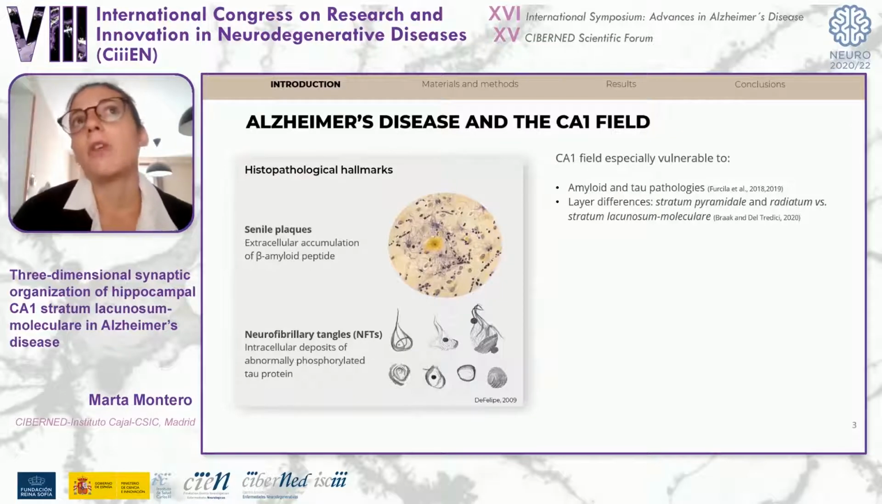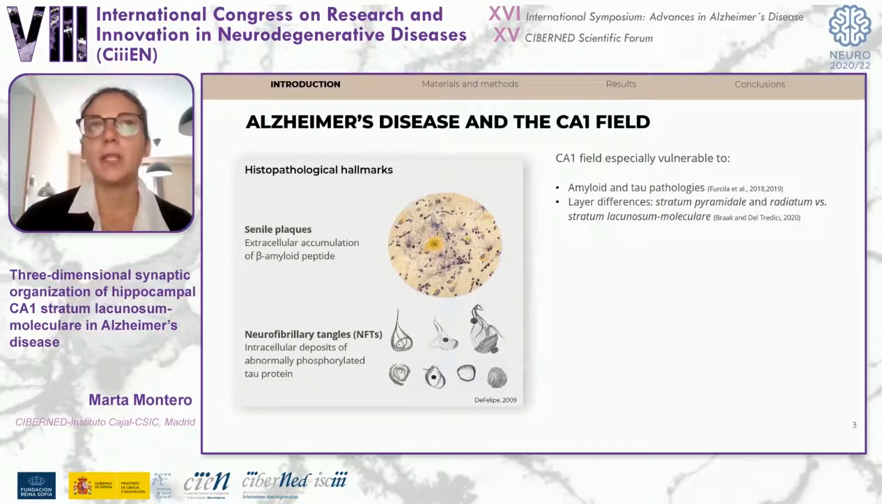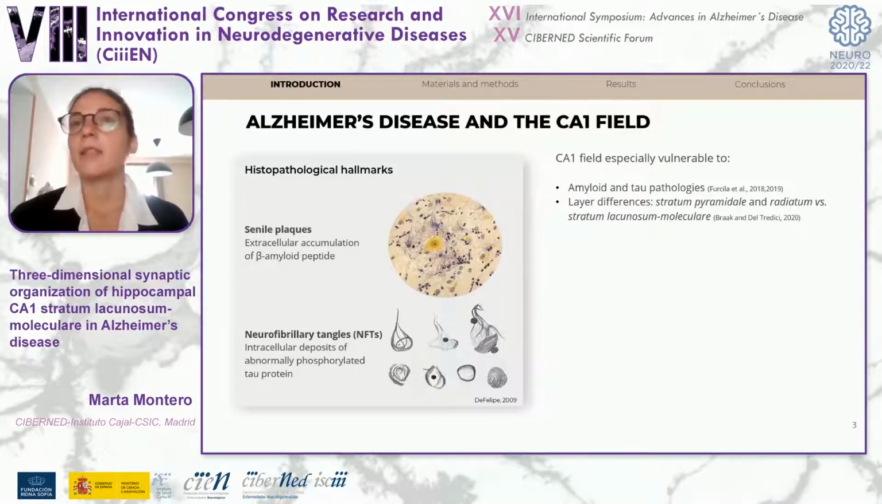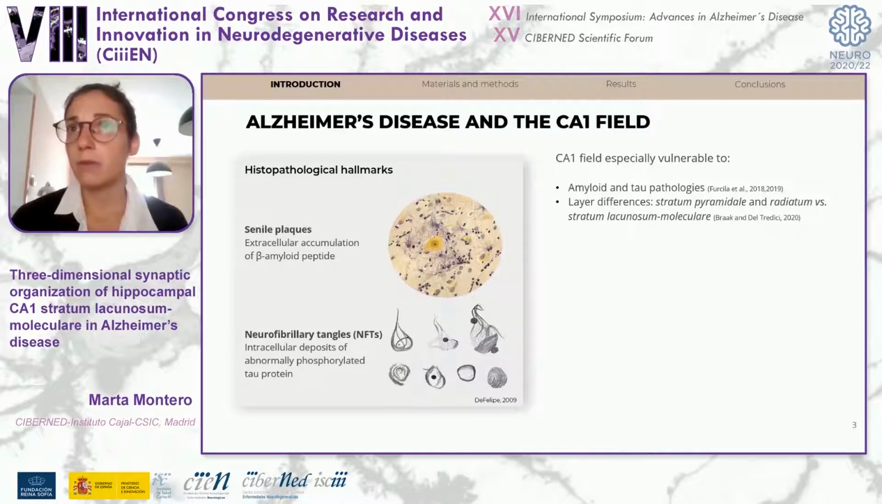One of the diseases commonly associated with alterations in the synaptic circuits of the hippocampus is Alzheimer's disease, which is a neurodegenerative disease that constitutes the most common cause of dementia. There are 2 main histopathological hallmarks commonly associated with this disease, which are the accumulation of senile plaques and neurofibrillary tangles in the brain. In fact, the CA1 field has been observed to be especially vulnerable to both of these pathologies. However, differences have been observed between the layers, with the stratum pyramidale and stratum radiatum being the layers more affected by both of these pathologies, and stratum lacunosum moleculare being only mildly affected by the neurofibrillary pathology and remaining relatively less affected by amyloid pathology.